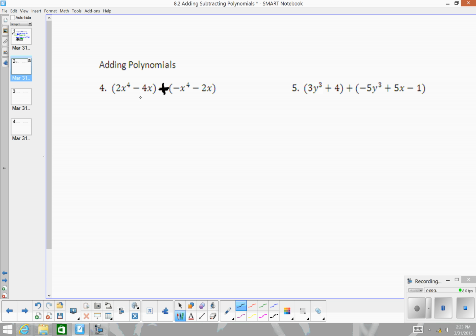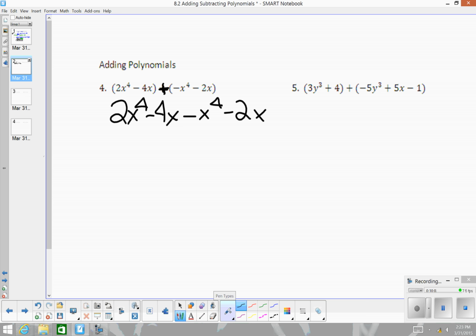So you're just going to rewrite this first parentheses as 2x to the fourth minus 4x, right? That is the same thing that's in the parentheses. The next parentheses, you're just going to drop the parentheses and write negative x to the fourth minus 2x. Good. So now that you have these terms out of the two parentheses, all you're going to do is combine like terms.